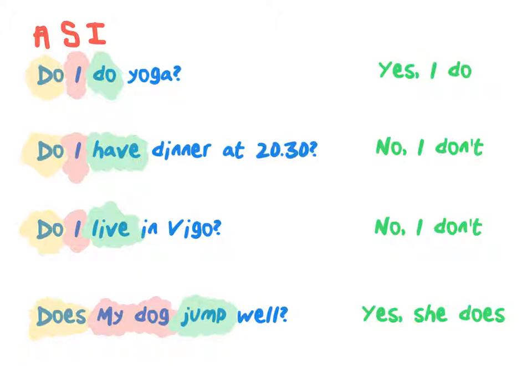Now look at the answers. What do all the answers have in common? Yes, they all have the auxiliary. Do, don't, or does. In the short answer, we must repeat the auxiliary. Does my dog jump well? Yes, she does.